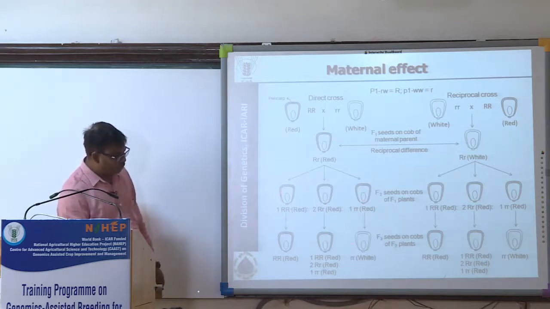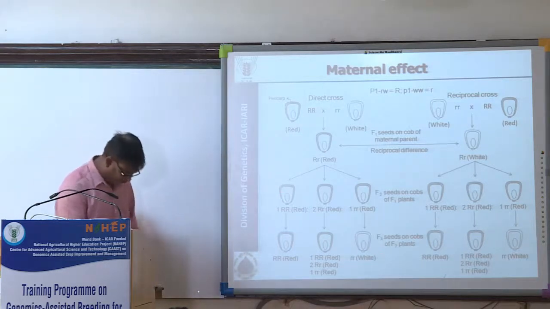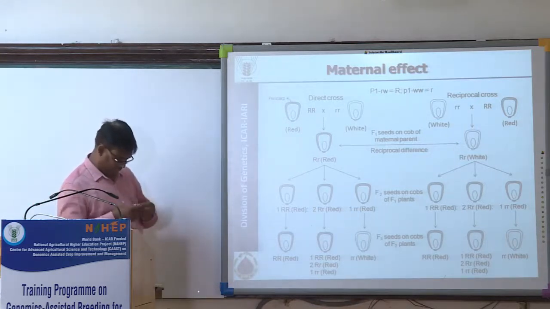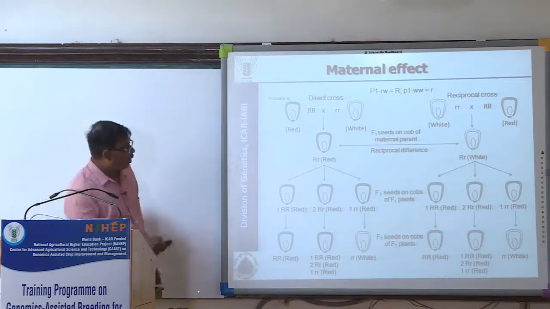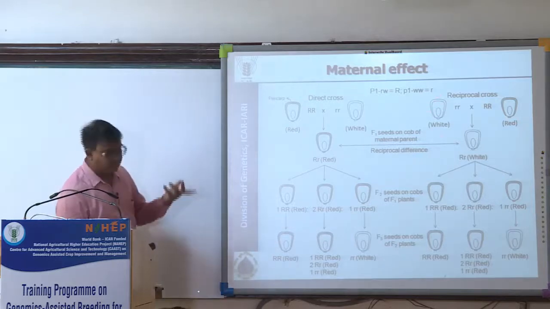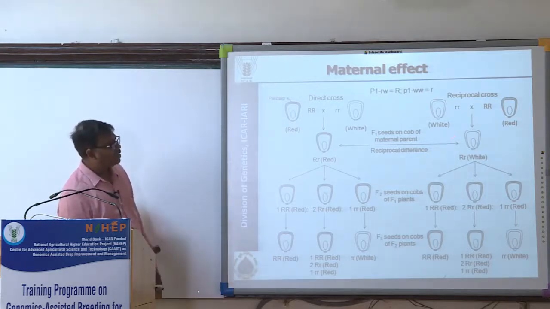Only this part should show white color pericarp, while the other part, that is... once you do the reciprocal cross, that is you are just swapping the parents, here the F1 is white because this is the female.